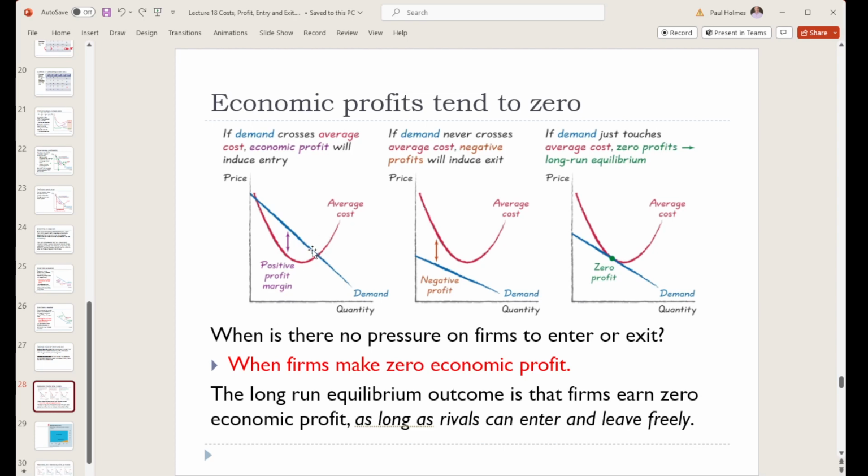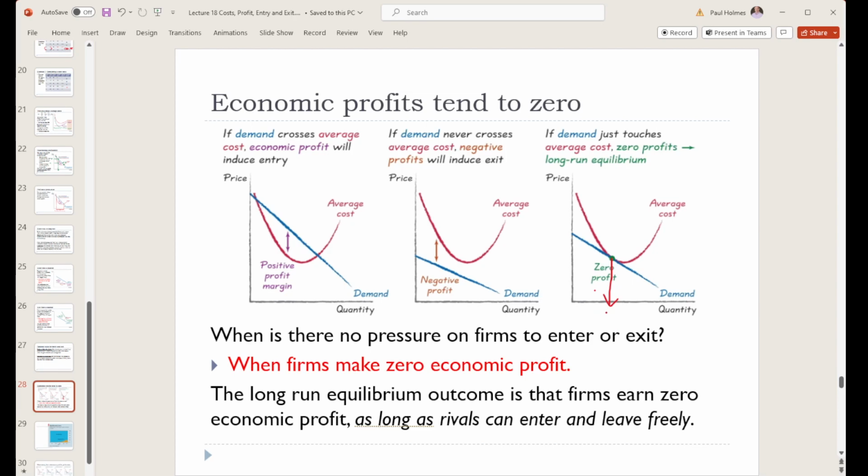Now, as the firms either enter our first market or exit the second, this demand curve starts to shift down as new firms enter the market, or up as existing firms exit the market. Where does it stop? Well, it stops in the graph on the right. It stops where that demand curve just touches that average cost curve and no more. Then at this particular quantity here, we can make exactly zero profit and no more and no less.